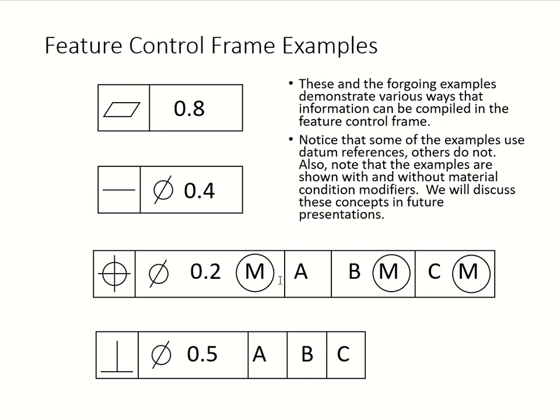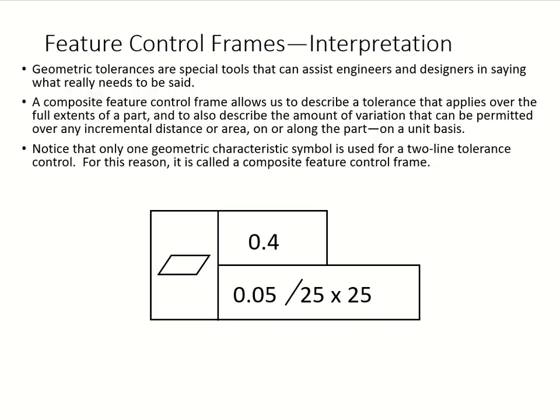You only have M, L, and S. Sometimes, depending on your company, they use the S for RFS. I told you several times already. Sometimes they don't, and you just go without it. That depends on the standard they're following. Of course, when we put them in the feature control frames, you're communicating between the engineers, designers, and the machinists, and we all read the same thing. So you have to be careful when you write it, if you're the person writing the control frame.